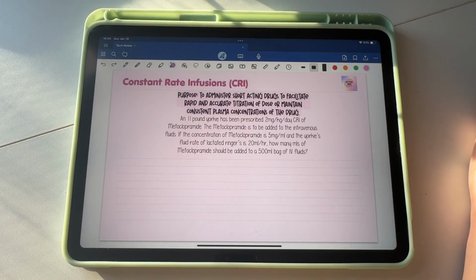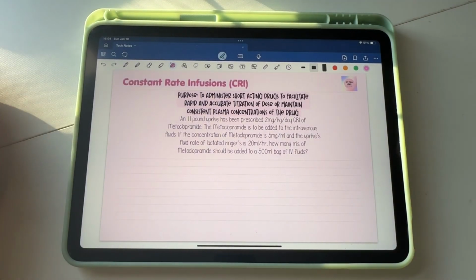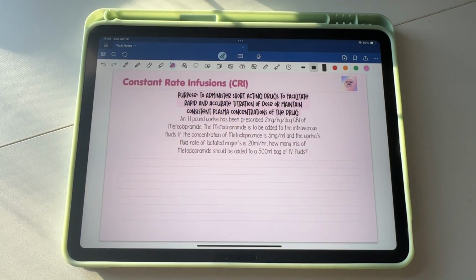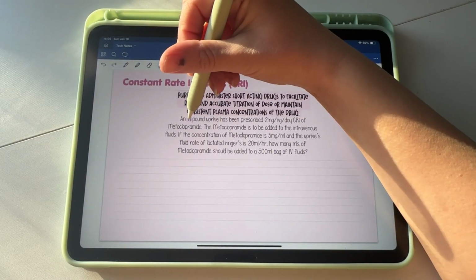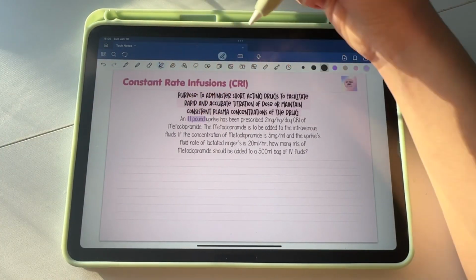Hey everyone, today we're going to go over an example problem of a constant rate infusion calculation. CRIs are used to administer short-acting drugs to facilitate rapid and accurate titration of dose or maintain consistent plasma concentration of the drug.